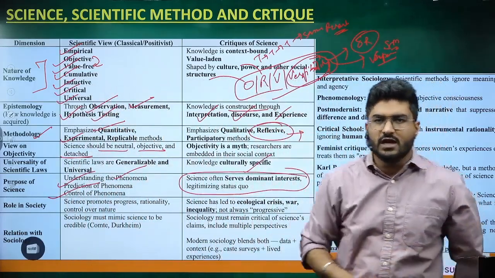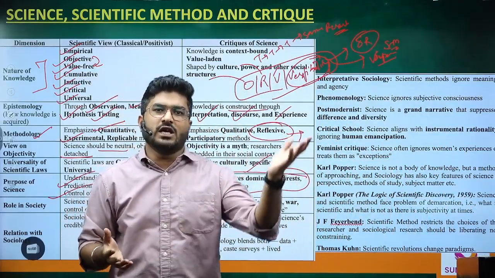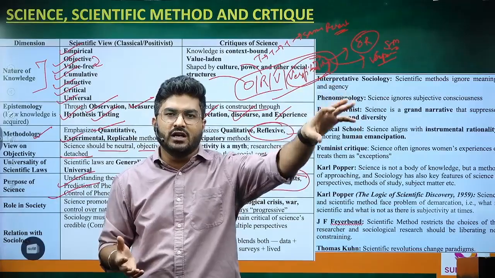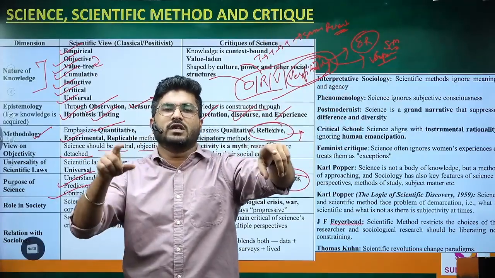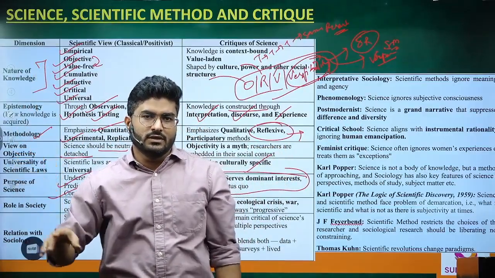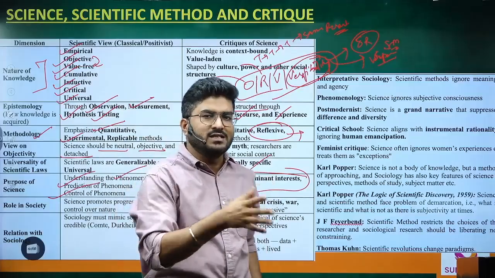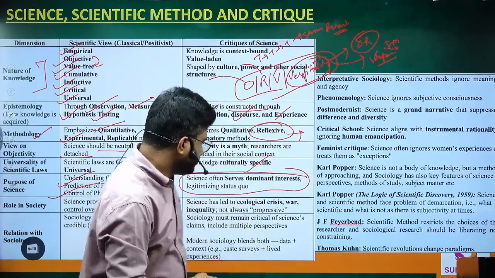Science often serves the dominant interest. For Karl Marx, if technological innovation has been curtailed, if it has been controlled by the upper class, that technological innovation will lead to the further subjugation of the lower class. So this science is for the dominant interest, for the dominant class only.